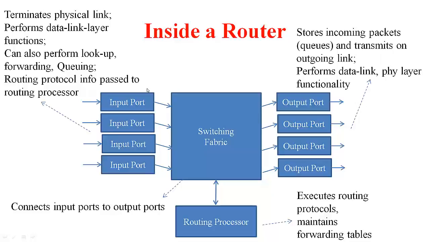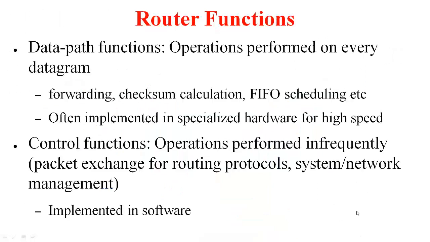Note that if the input port is also doing forwarding, a shadow copy of the forwarding table is maintained here. It is the responsibility of the routing processor to ensure that these shadow copies are consistent with the forwarding tables that it maintains. Whatever functionality a router performs can be divided into 2 types. One is called data path functions. These are the operations that are performed on every datagram. This includes things like deciding where to forward this datagram, calculating the checksum, the internet checksum that we talked about before, and also how to schedule this particular datagram on the outgoing link, first in, first out, or some other scheduling.